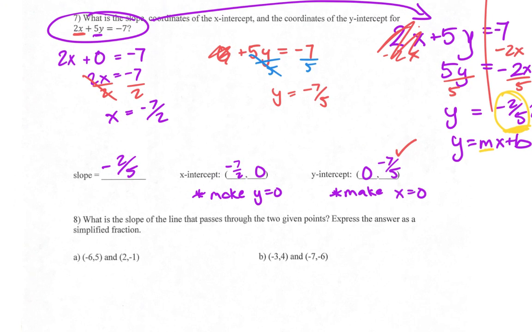All right, my friends. So to find the slope, we had to put it in y equals mx plus b form and figure out what m was. But to find these other guys, we just had to make the y 0 or make the x 0.